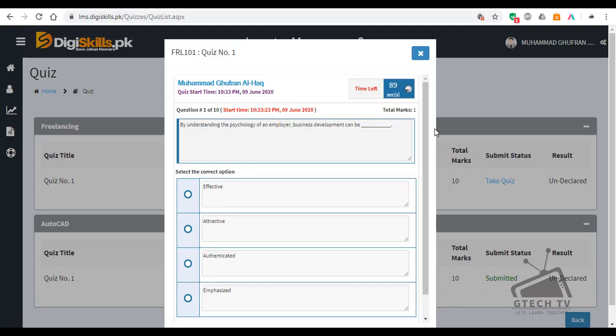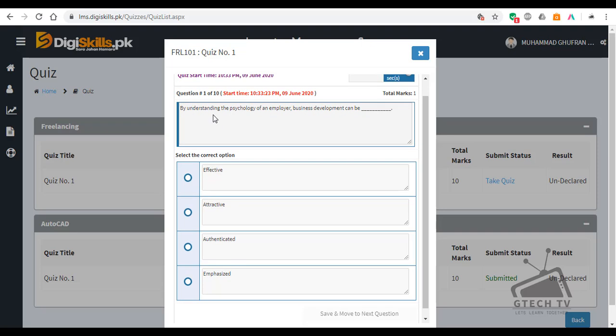Question number 1. By understanding the psychology of an employer, business development can be effective, attractive, authenticated or emphasized. Business development can be effective. I think this is the best option. So, move to question number 2.